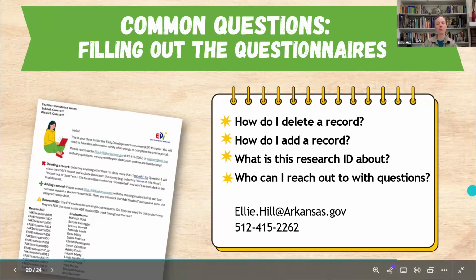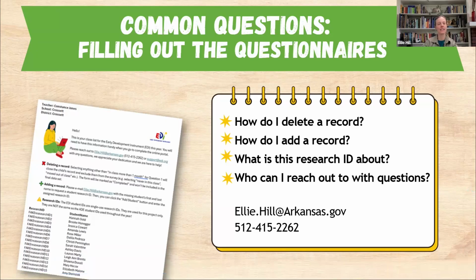Another thing that is important to keep in mind for teachers is that sometimes they get confused between research IDs and the student IDs that the Arkansas Department of Education uses. So the research IDs that are in the portal have nothing to do with ADE student IDs. They are used only for this research project, and then they are abandoned. So they're completely different, and I just want to remind folks of that, because we don't want any confusion when you're trying to look up your students on your portal.